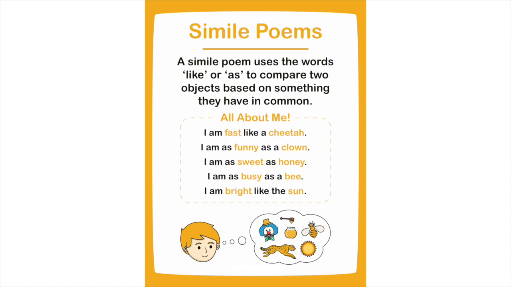Let's take a look at an example. A simile poem would use the words like or as to compare two objects based on something they have in common. So here's one about this boy here. It says, all about me. I am fast like a cheetah. I am as funny as a clown. I am as sweet as honey. I am as busy as a bee. I am bright like the sun. So all those comparisons are helping to really describe the boy.